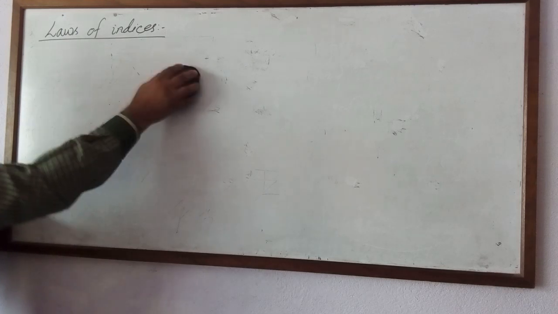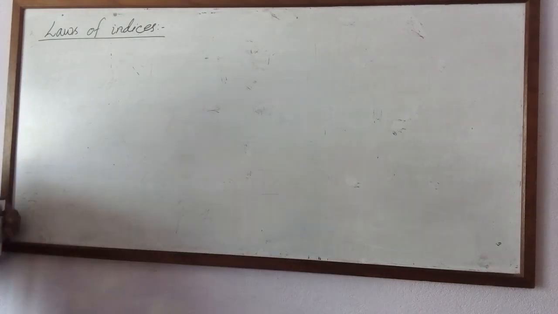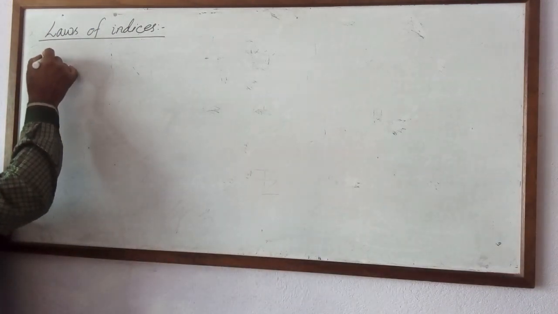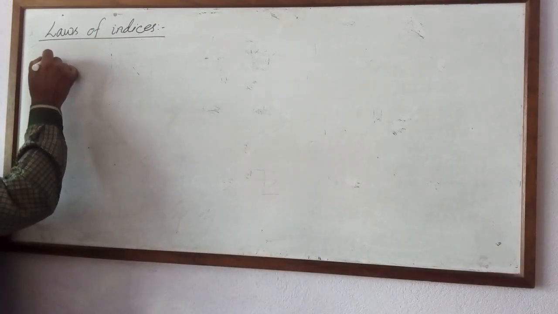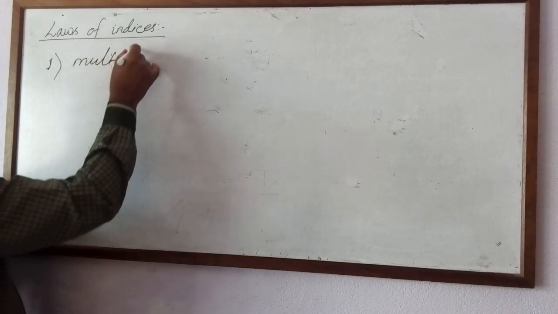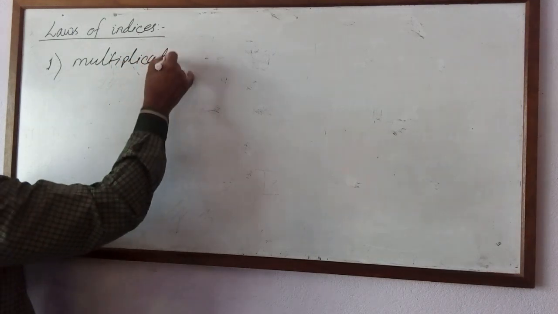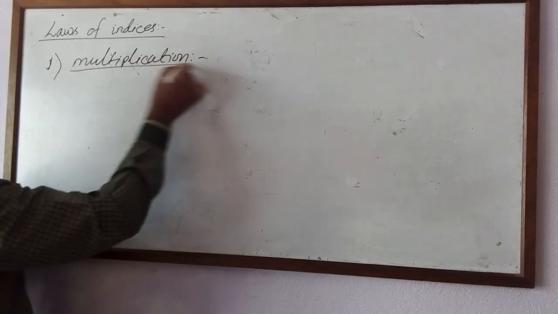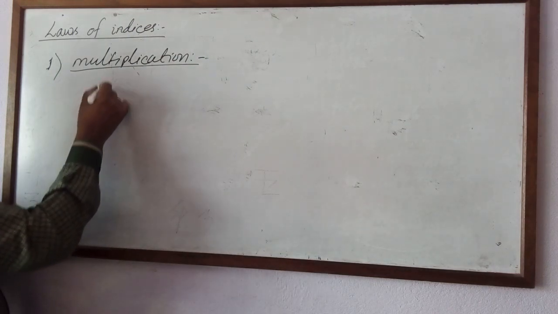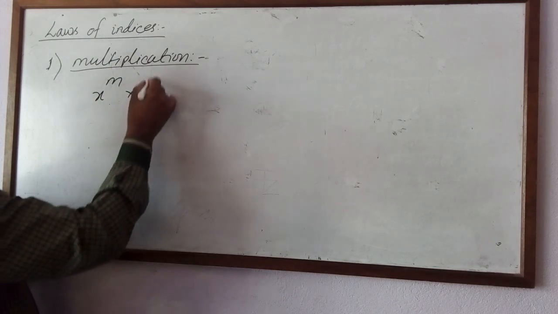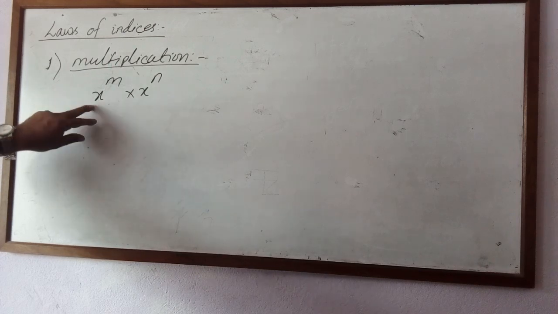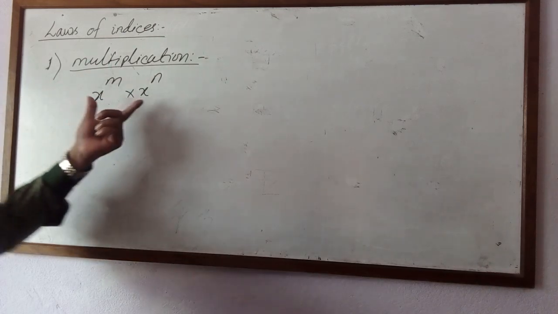that is multiplication. How to multiply the terms or any variable or any number. Rule number 1, multiplication. How to multiply? Suppose x power m times x power n. Now these two: x has power m, x has power n. Now we are going to multiply these two.